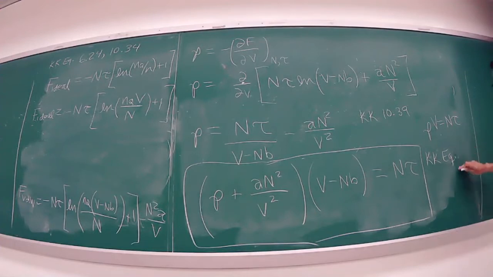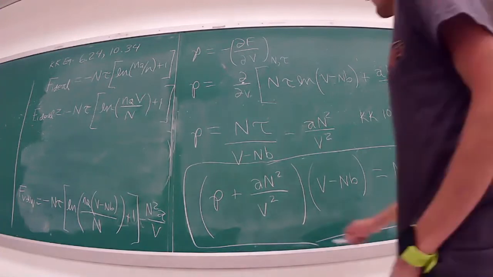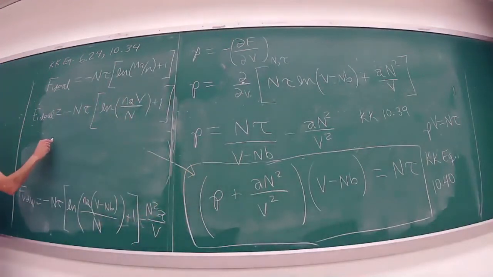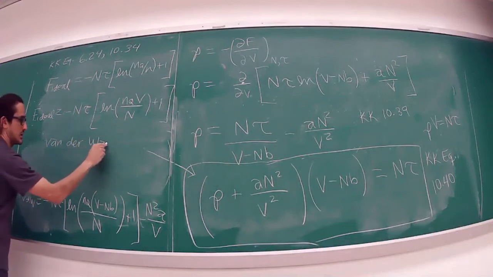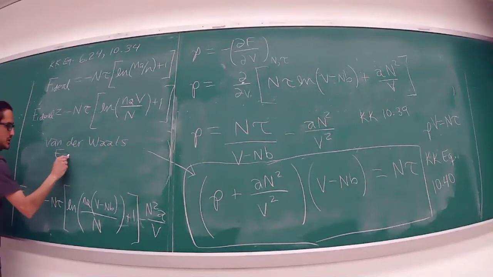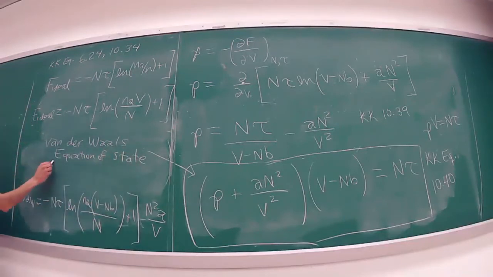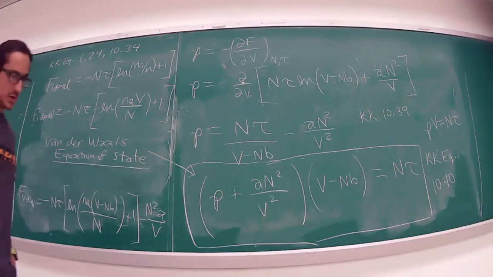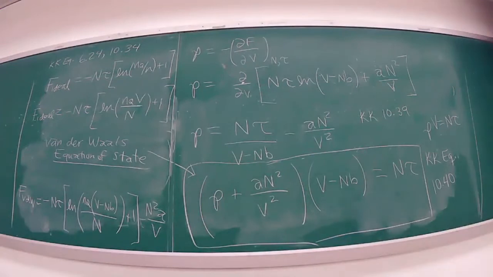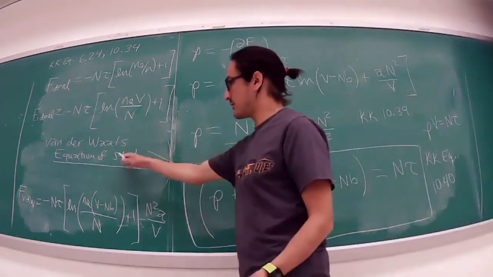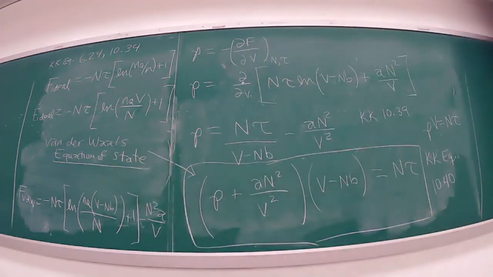Well, it's enlightening. This is equation 10.40. So this is called the van der Waals equation of state. This is an important term, equation of state. If you know the equation of state of a system, you can derive pretty much everything. And a lot of physics research is focused on finding these equations of state for different systems, for a neutron star, for a regular star, for water, and whatnot.